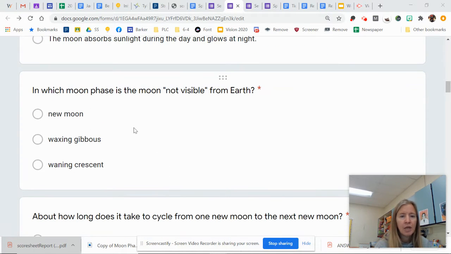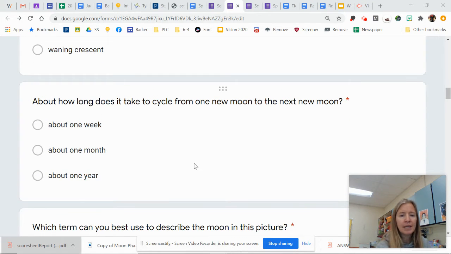Question 2. In what ways is the moon not visible from Earth? New moon, waxing gibbous, or waning crescent? Which moon would we not be able to see in the night sky?